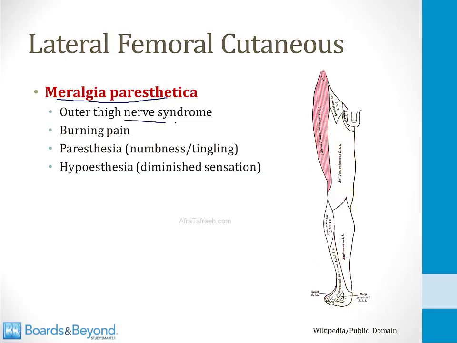This is an outer thigh nerve syndrome. It involves sensory symptoms in the lateral femoral area, which is the area shown in red on this drawing. Patients will complain of burning pain in this area. They may complain of paresthesias, like numbness and tingling. They may also complain of hypoesthesia, which is diminished sensation. This is all related to compression of the lateral femoral cutaneous nerve, a classic symptom in someone with a large belly like an obese patient or a pregnant woman.